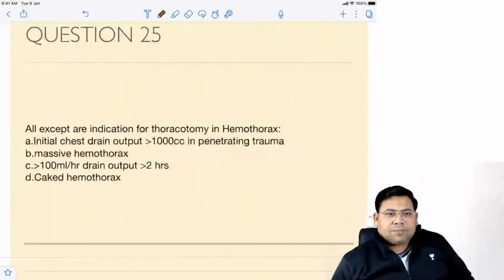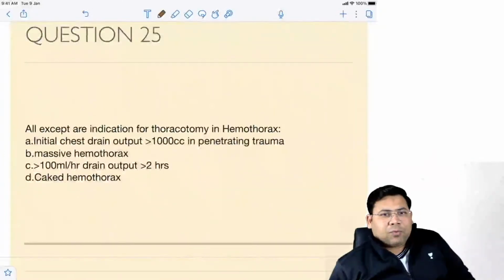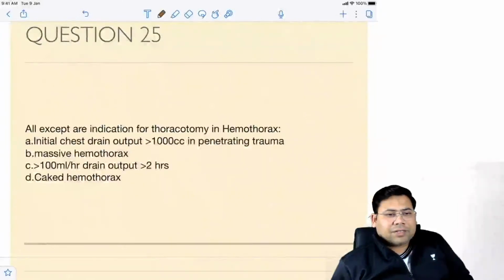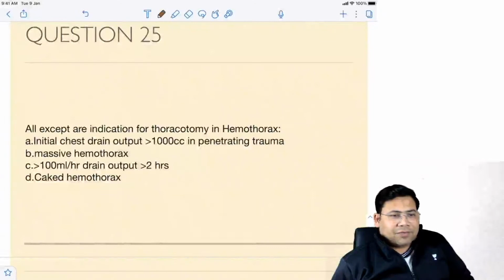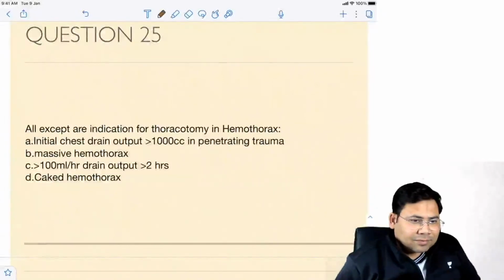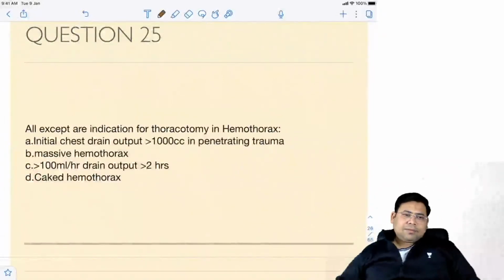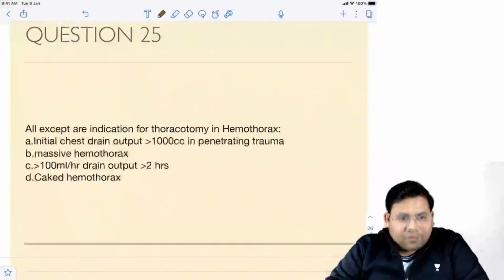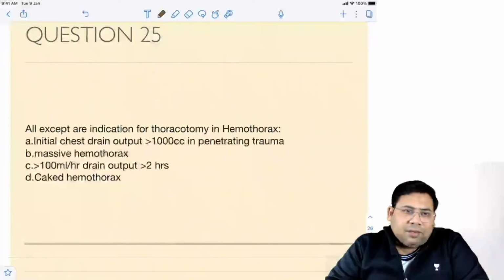No one? So initial chest drain output more than 1000 cc in penetrating injury. All except. Very good, Shiv. Very good, Zul. Very good. Let us talk about this.